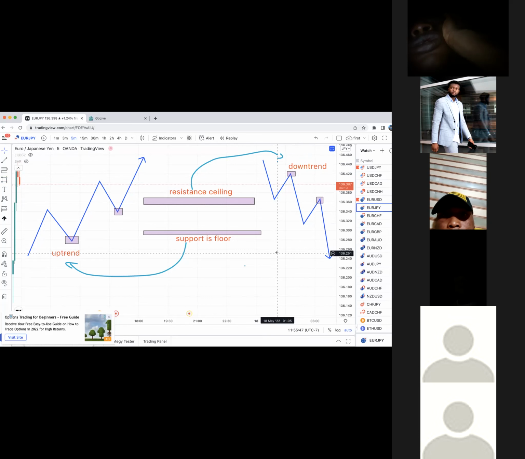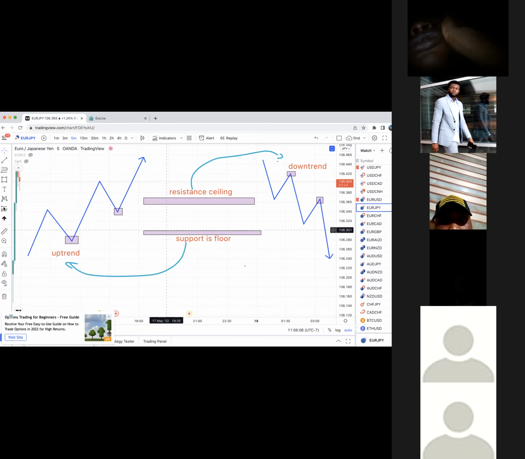But this is element number 2. Your job on element number 2 is to identify where is support, where is resistance. This is your job, to identify support and resistance. And support and resistance gets a little bit tricky. Sometimes it's not as simple as a straight line, because the first example I gave you guys was support, resistance, support, resistance, support, resistance. See, it's easy to identify support and resistance.